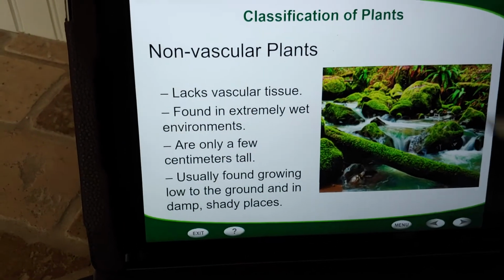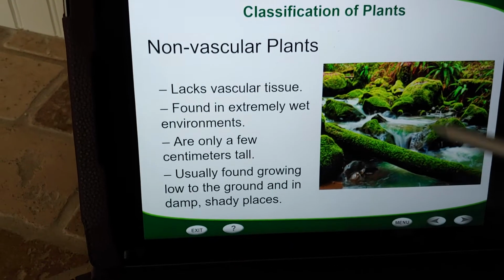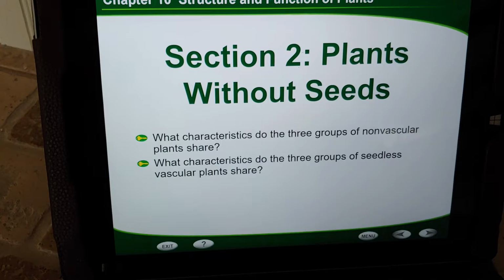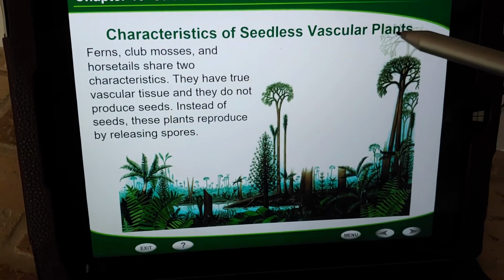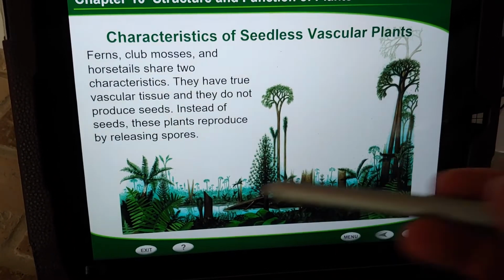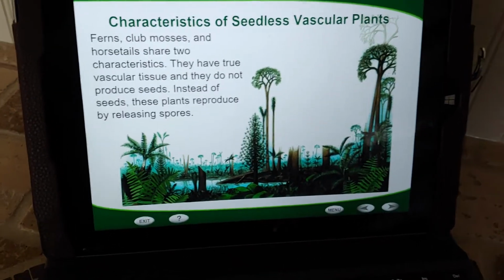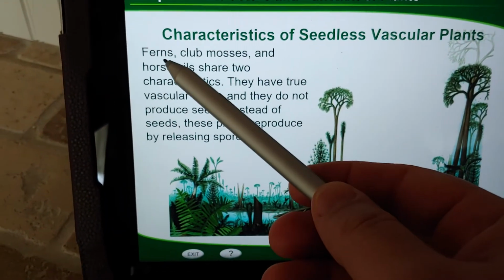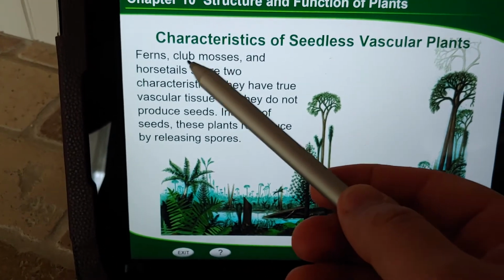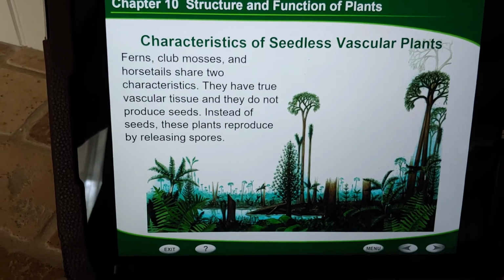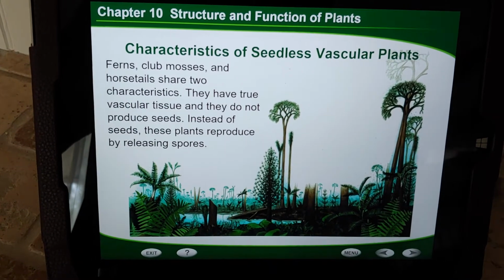Okay, non-vascular, we learned that you can have plants that live on land, but they have to be very close to water. So now when we go to this chapter right here, chapter 10.2, these are vascular plants that, despite the fact that they're vascular and they're evolved, they still don't know how to make seeds. And there's 3 major groups. There's ferns, which you probably have in your house right now, club mosses, and horsetails. They have vascular tissue but don't produce seeds.